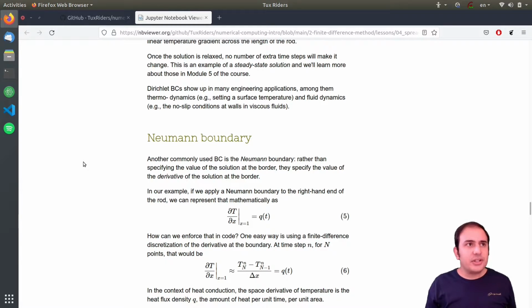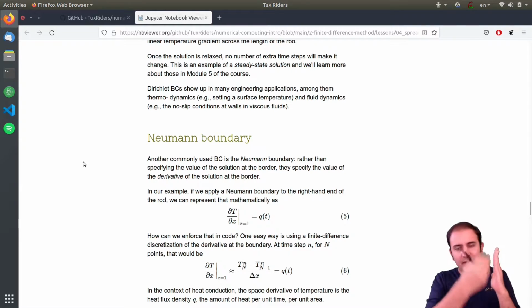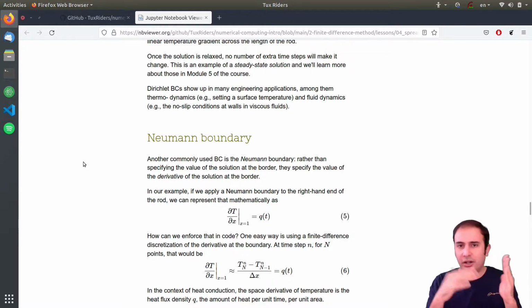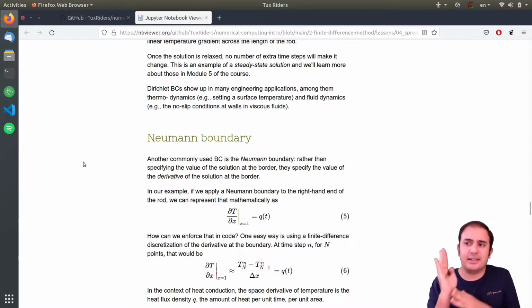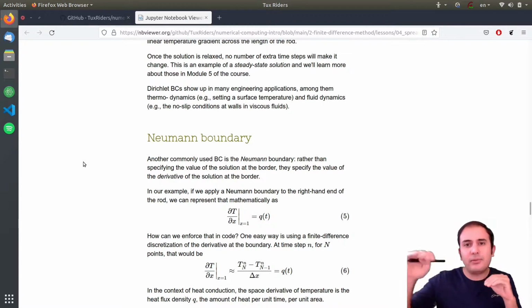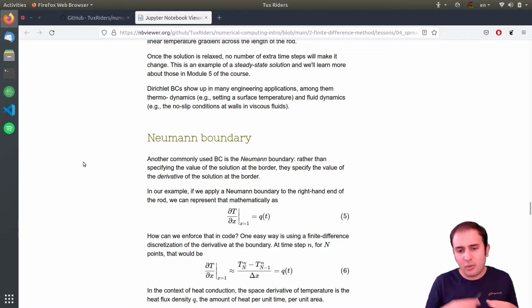Let's say that at one side I have 100 degrees Celsius, and the other side is a sort of insulation, that there is no flux, there is no heat flux. And how can we deal with this?